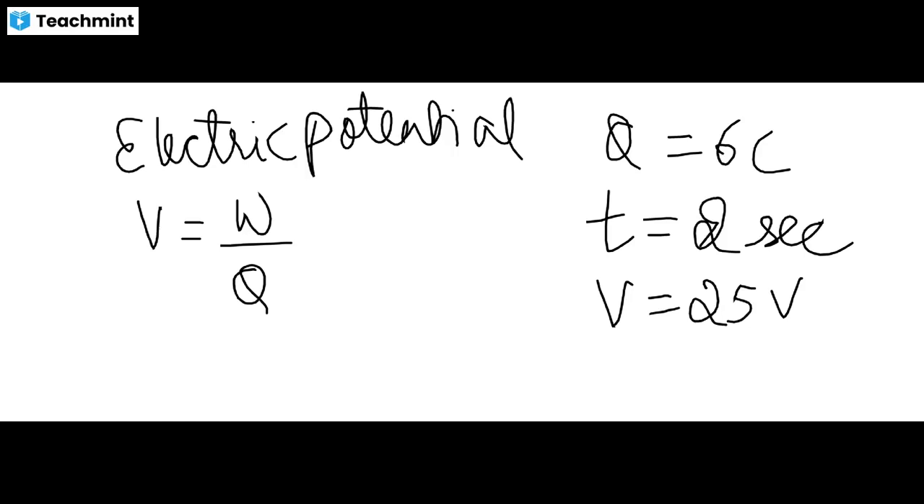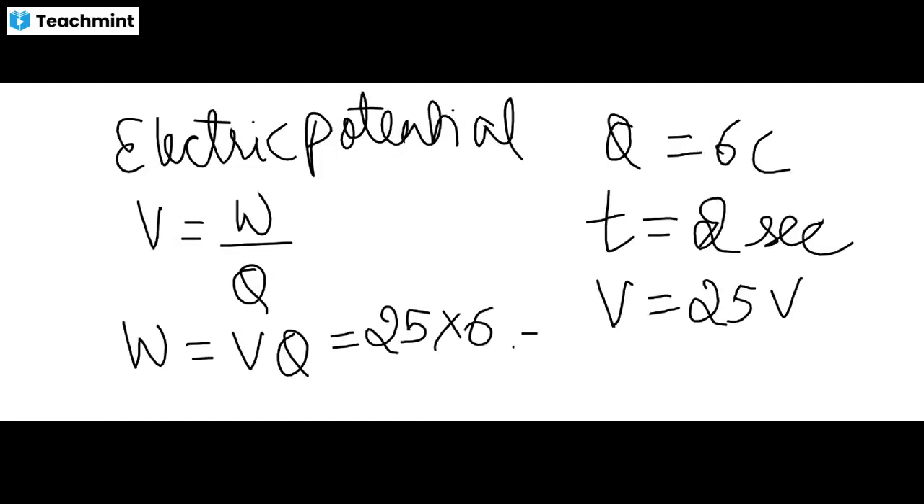W, the work done, is equal to V into Q. Yes, V into Q. So V is 25, Q is given 6. So what will be our answer? 150. Yes, 150 joules. So 150 joules of work is done.